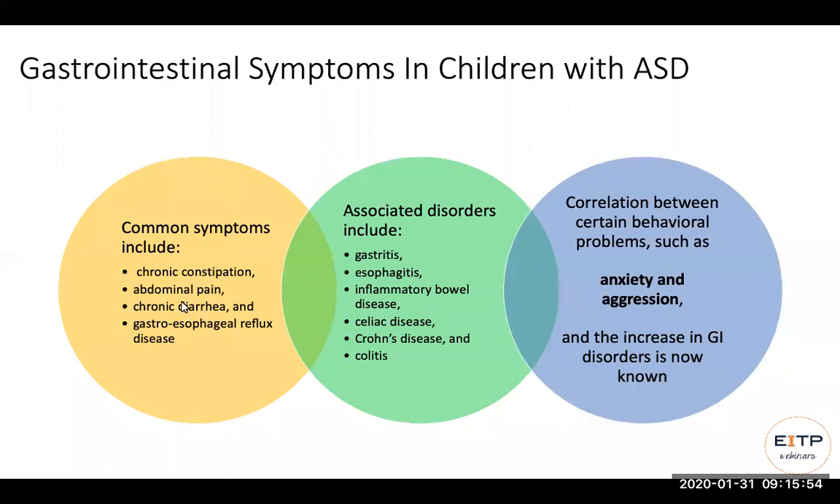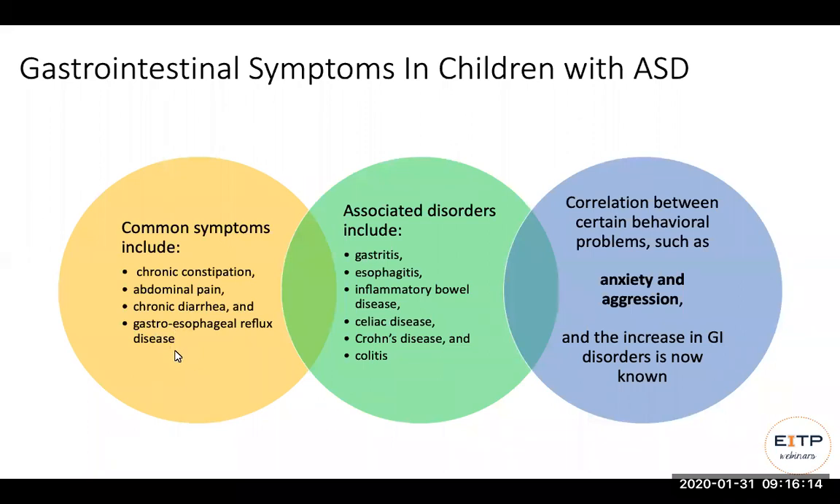So there can also be chronic diarrhea, and the other offender for gastrointestinal issues in young children is reflux. Reflux can be causing a lot of decreased appetite, a lot of abdominal pain, and irritability. And it's really important to think about that.